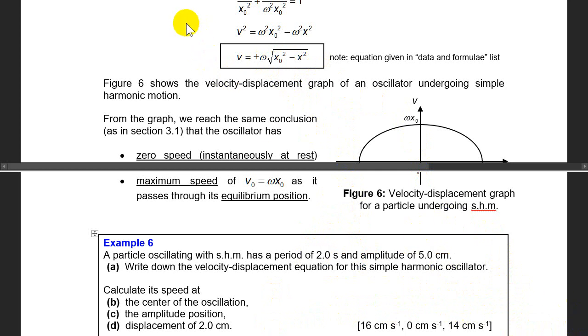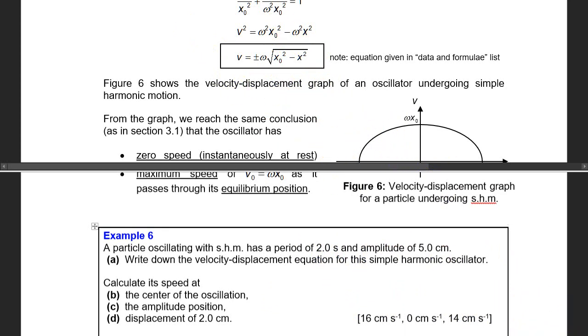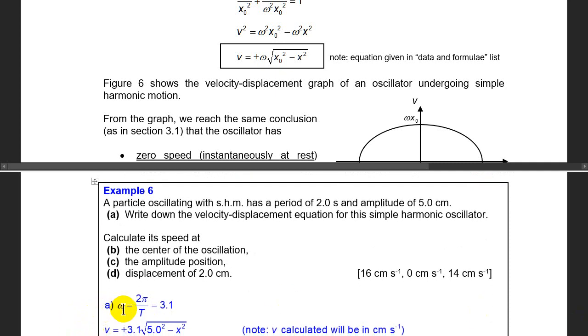So first, there's an omega here. Are we able to calculate omega? Yes, there's a formula for omega. The formula is 2 pi over period. So for part A, your first step is to find omega because you're going to sub some of the known values into this equation. So omega is 2 pi over T, which is actually 3.1, which you can give to 2 s.f. Then you just sub into the formula, v equals plus minus omega.